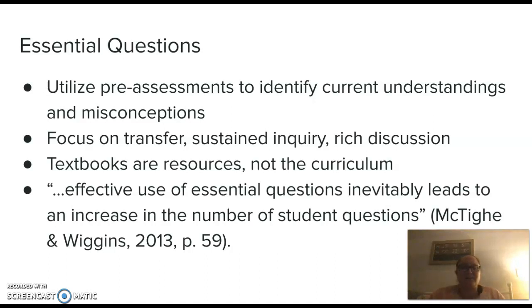And then this last quote by McTighe and Wiggins: effective use of essential questions inevitably leads to an increase in the number of student questions. Think about how rich that is in the classroom. If you can pose one question that gets students engaged and it gets them learning and seeking answers and then asking more questions, that's really what we want happening in our classrooms all the time.